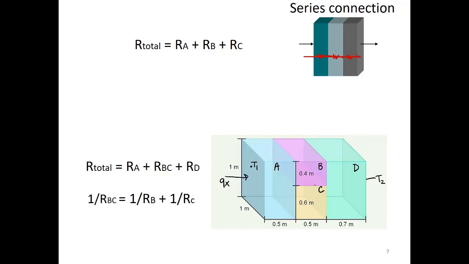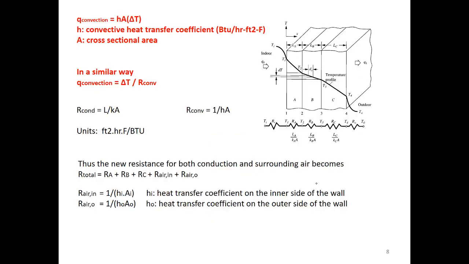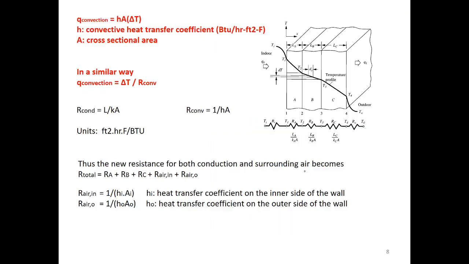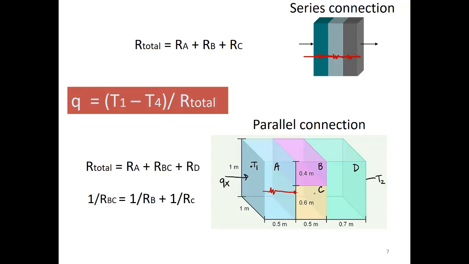Now when you have parallel, the concept is still the same. So in this case, A and D are in series, so you have one here until we reach here, and then we skip this, come to here, and then we go from here to here.